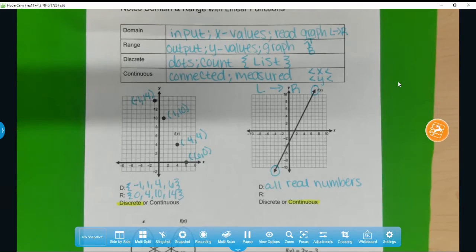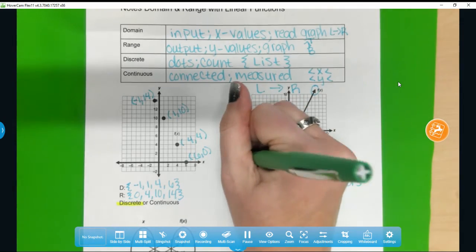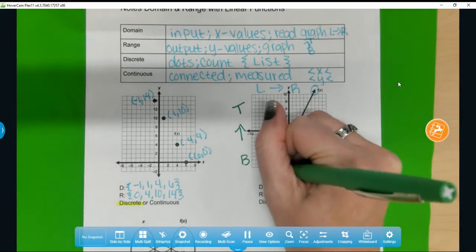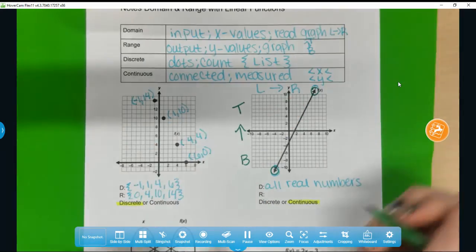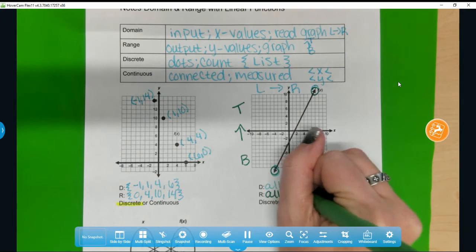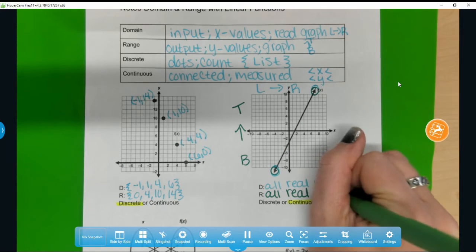Okay. Now I'm going from bottom to top. The bottom I see an arrow, the top I see an arrow. So again, all real numbers.